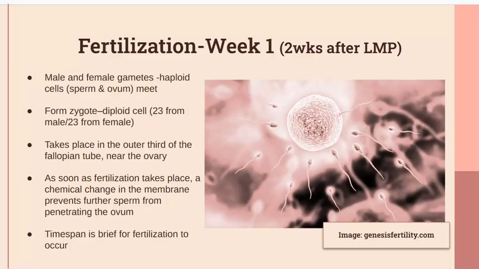So fertilization happens at week 1. It's about 2 weeks after the last menstrual period, so right around ovulation. If a sperm meets an egg successfully, we call that fertilization, and then it forms a zygote, which is a diploid cell, 23 chromosomes from the male, 23 from the female. Usually this takes place in the outer third of the fallopian tube near the ovary, and as soon as it does take place, a chemical change in the membrane of the egg prevents further sperm from penetrating.